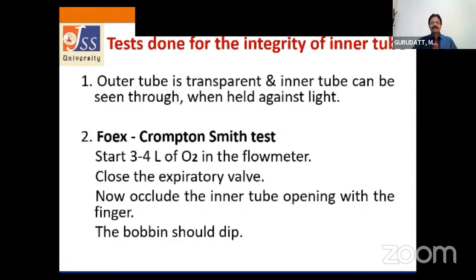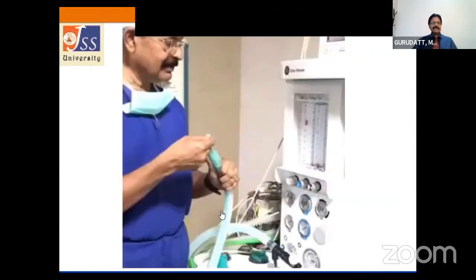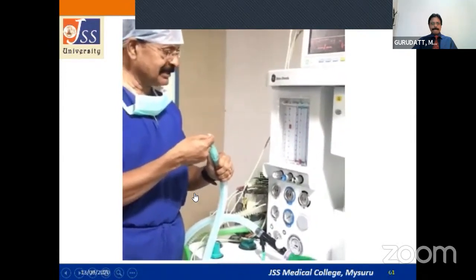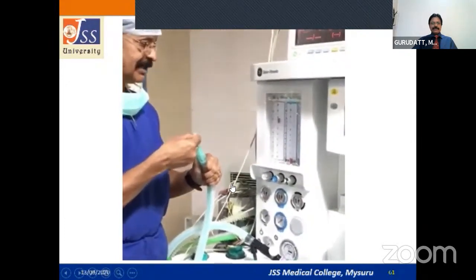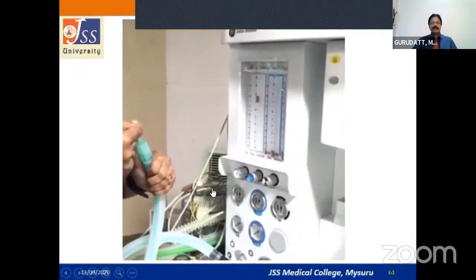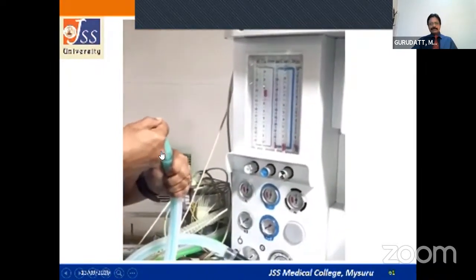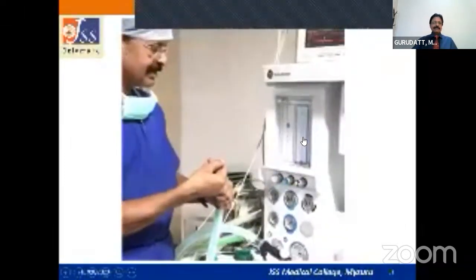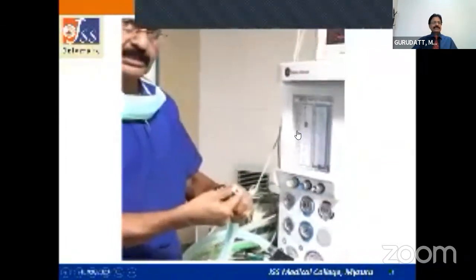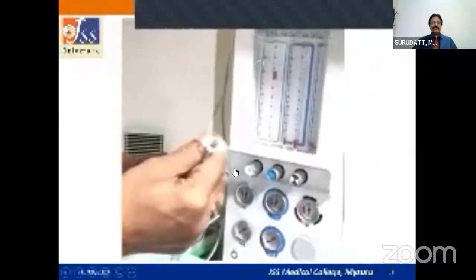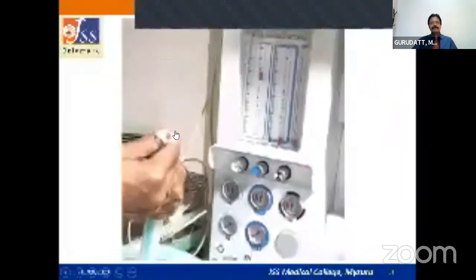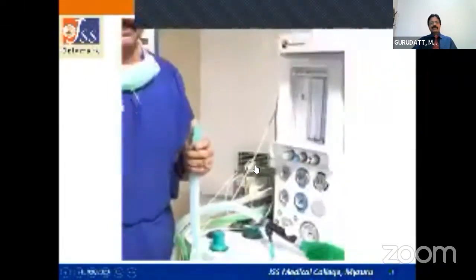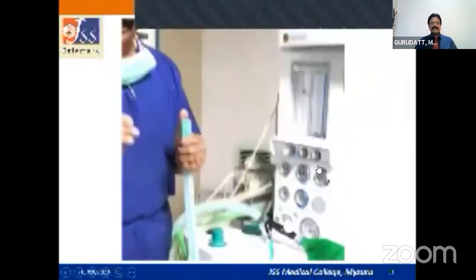I'm just showing you a video of this particular test, how to do it. I'm going to block the inner tube with the barrel of the syringe. Just observe what I'm doing. Whenever I block, the bobbin is moving. Another Ganesh modification is that there will be a hissing noise. This is called the Ganesh modification of the Crompton-Smith test. Unfortunately, because the audio is so low, you are not able to hear the hissing noise.